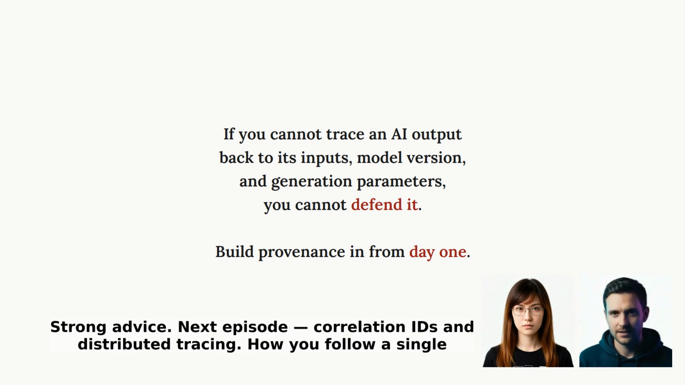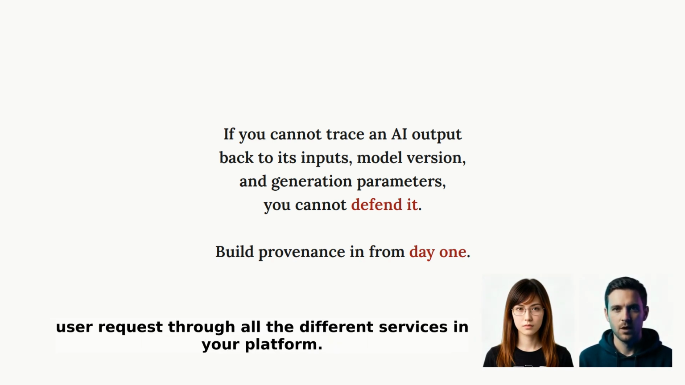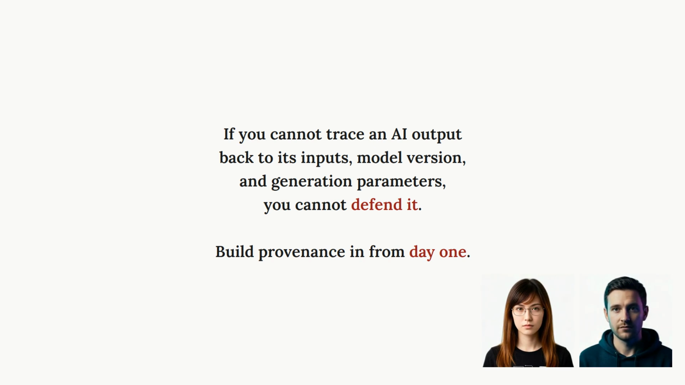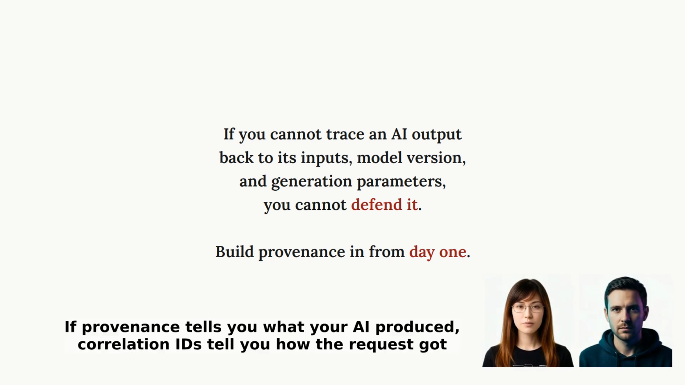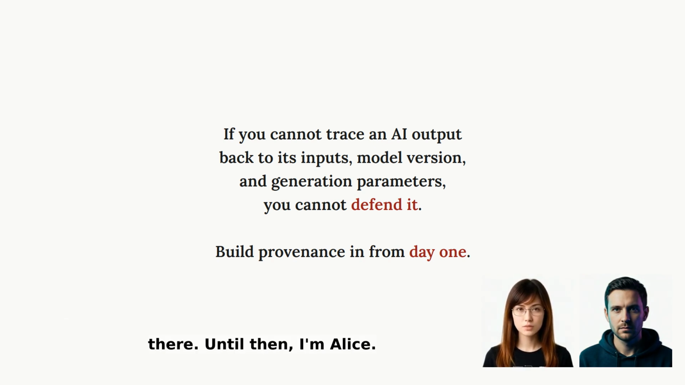Strong advice. Next episode, correlation IDs and distributed tracing. How you follow a single user request through all the different services in your platform. If provenance tells you what your AI produced, correlation IDs tell you how the request got there.